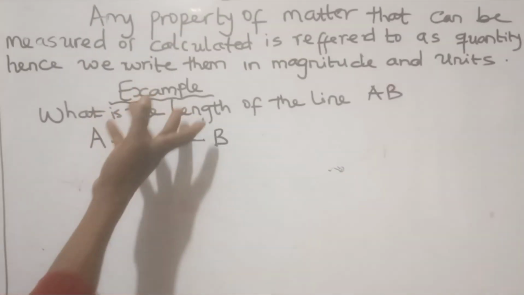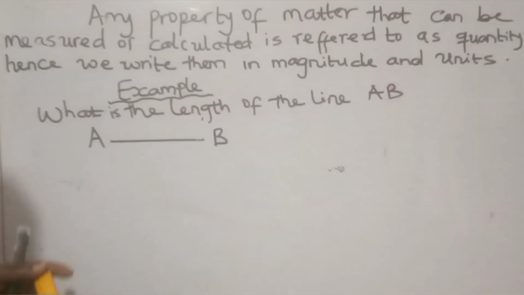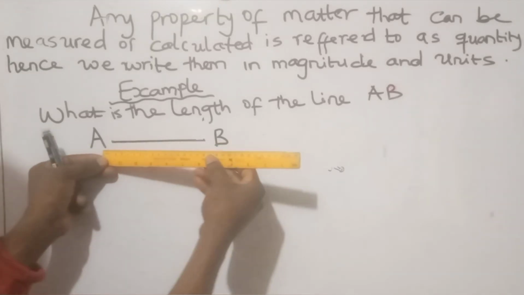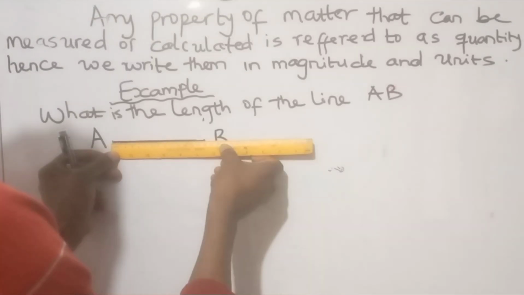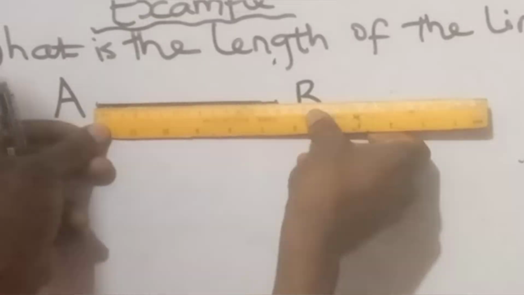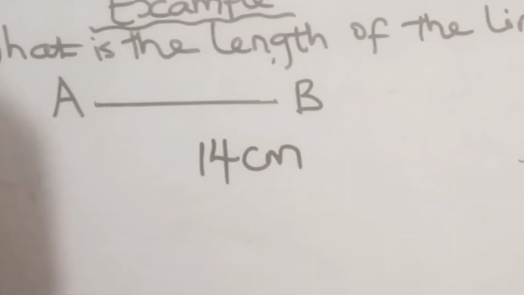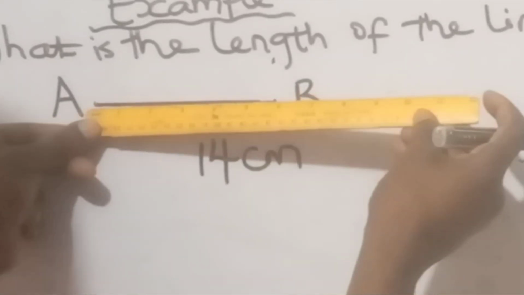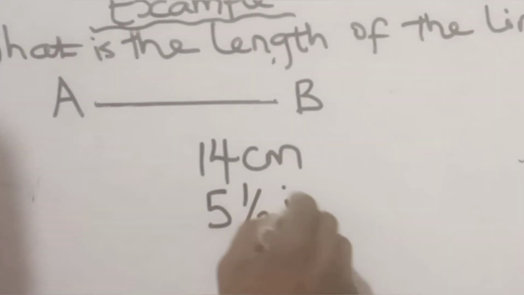Looking at the basic example we have here, what is the length of the line AB? For us to know the length of a line AB, we have to use an instrument, which is our ruler, or we call it rule. So you use it in terms of centimeter. We've got an approximate of 14 centimeter. If we measure it in terms of inch, we are going to get 5.5 inches.